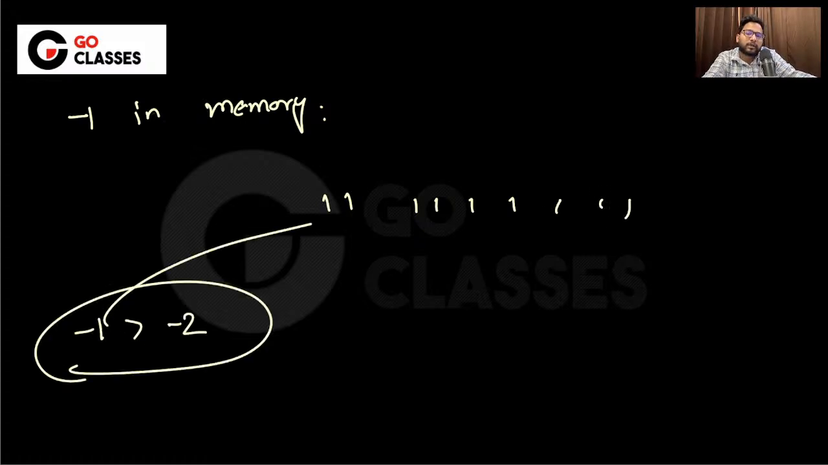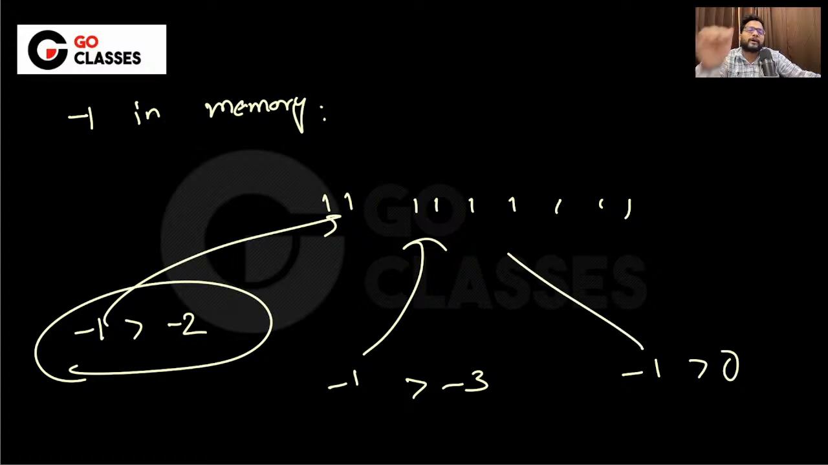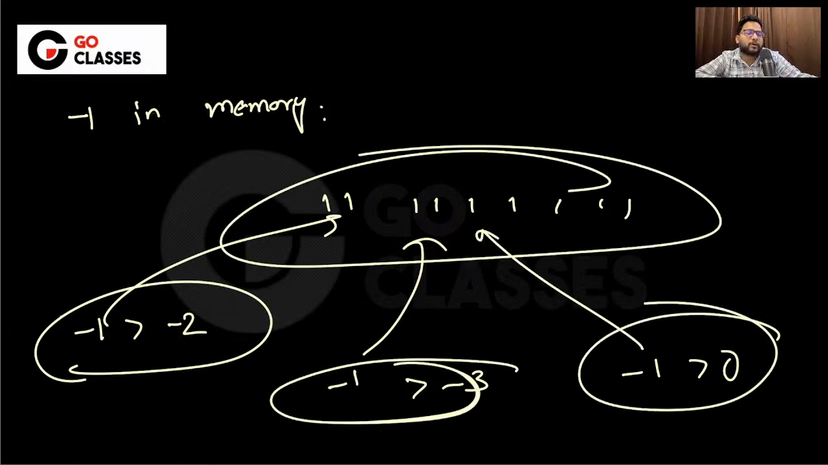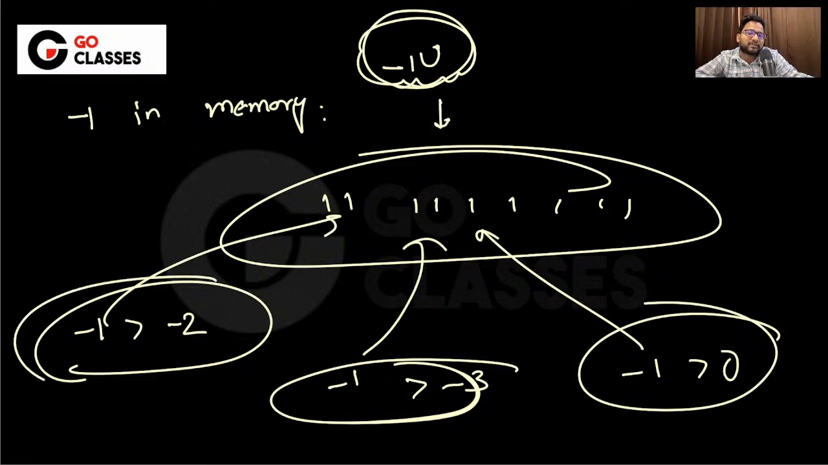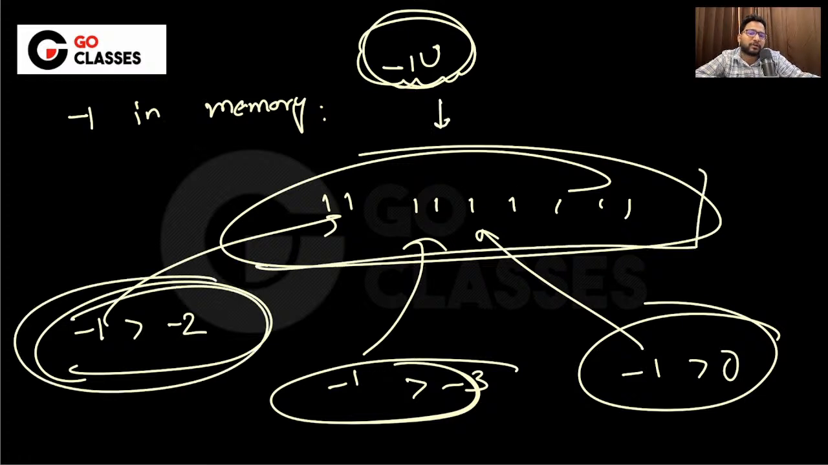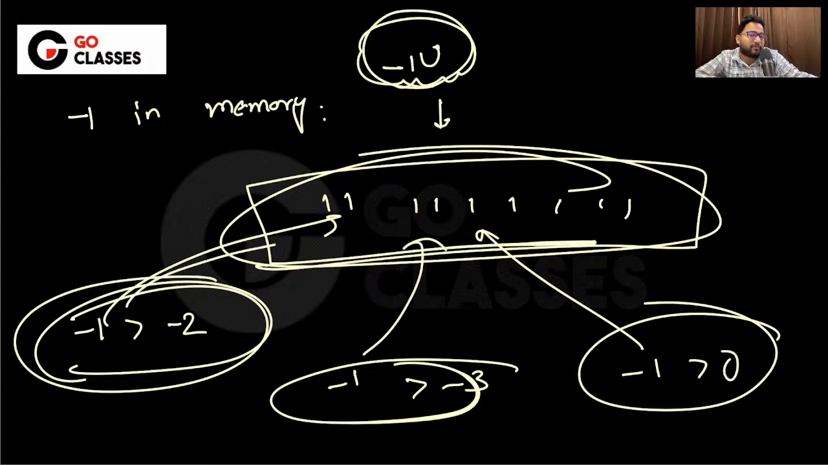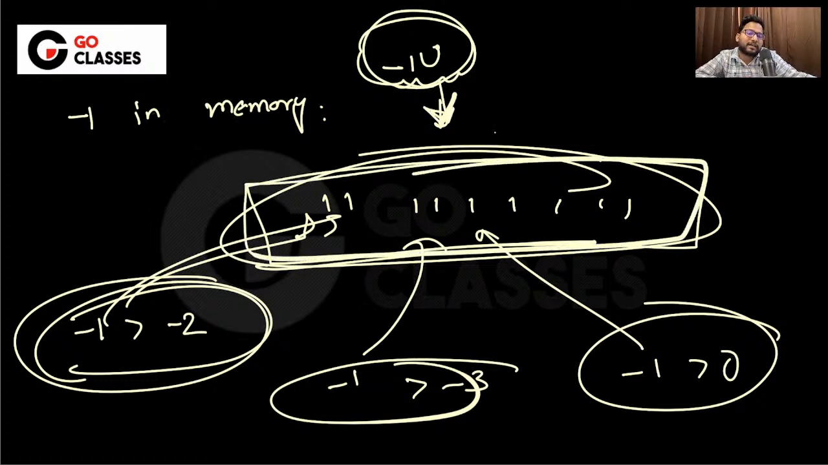You are doing -1 greater than -2, then also -1 is this. You are doing -1 greater than -3, then also -1 is this. You are doing -1 greater than 0, whatever comparison you do, -1 is this. Depending on the comparison, -1 cannot change. But if you are doing -1u, they are just telling you how to treat this binary. If they are not telling how to treat this binary, then you will treat it in the usual way, the way it is represented. It was represented as a signed number, so you treat it as a signed number. But if you're doing -1u, it means treat this binary as unsigned number, and then it will be a huge number.